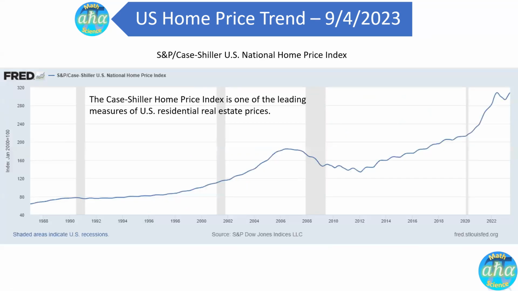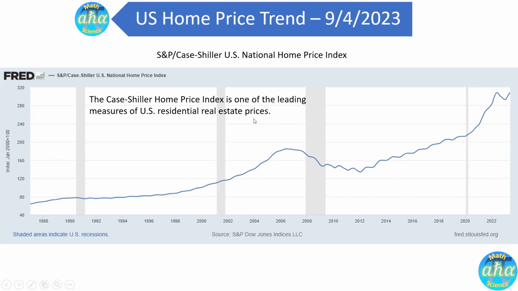Now, fast forward 6 months later, what is going on? You can see the Case-Shiller Home Price Index did go down a bit, but then it just stopped and suddenly went back up. So now it's in a consolidation phase, and that's what's going on at this point.